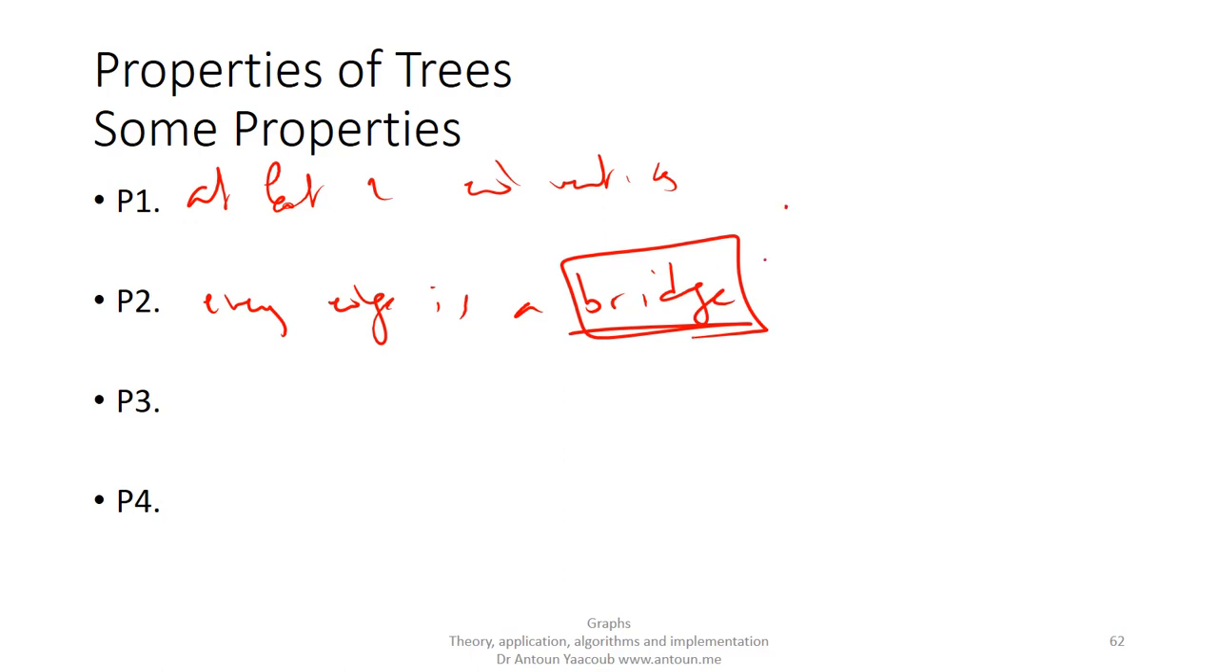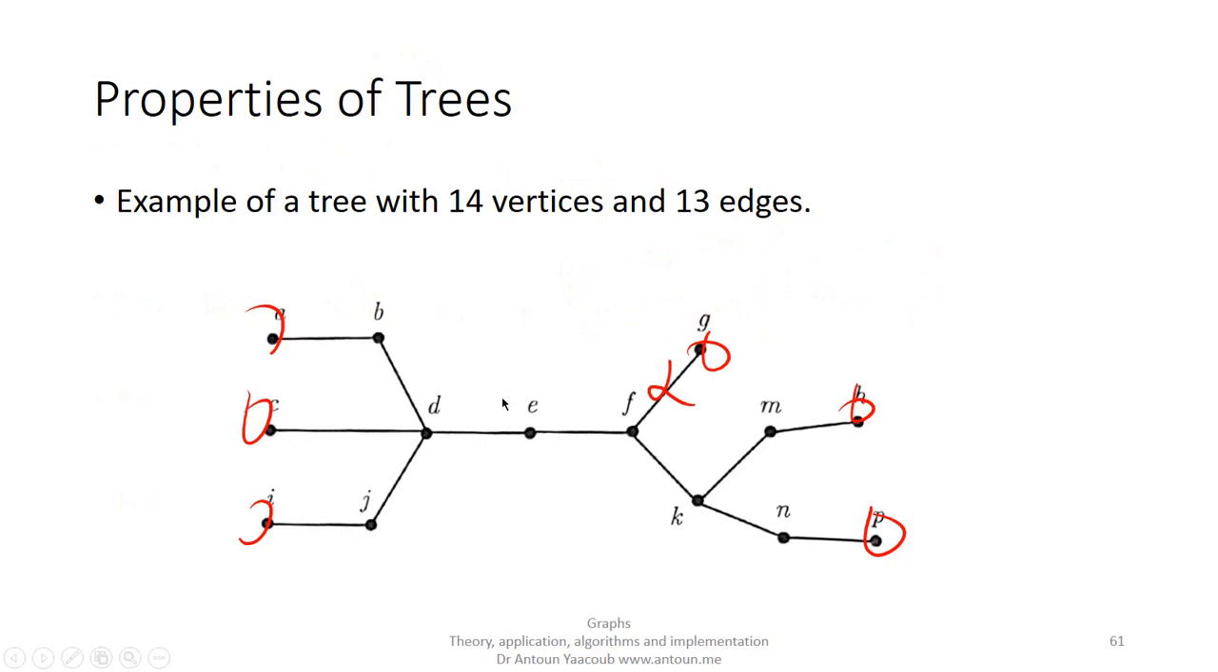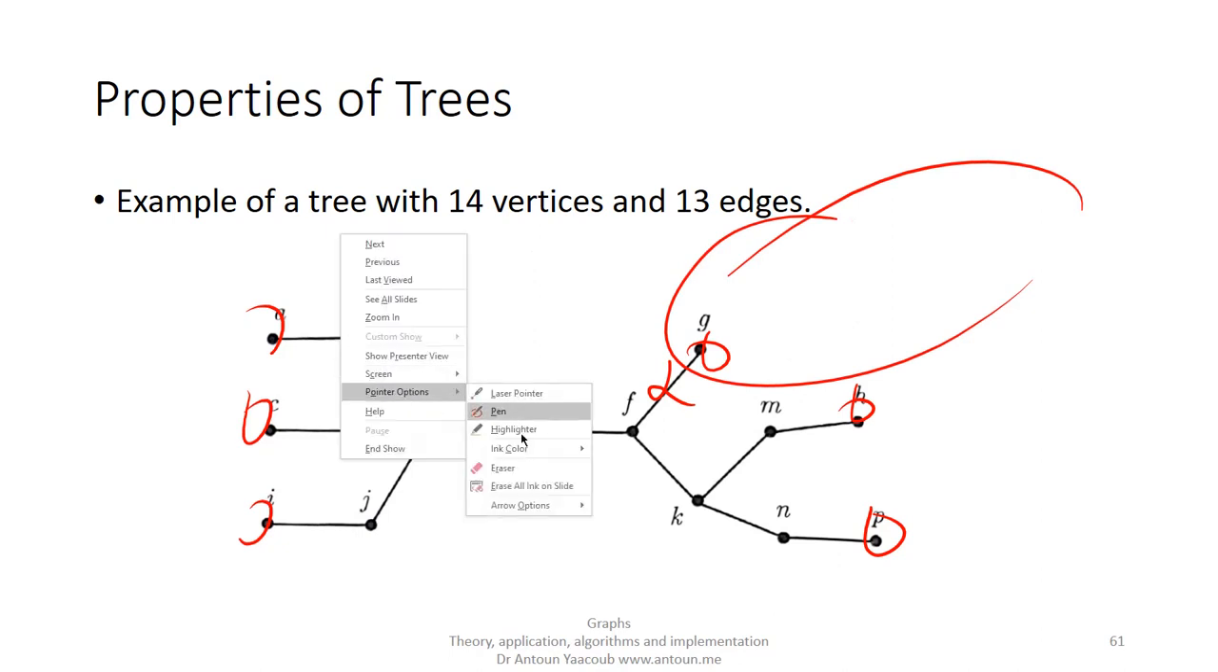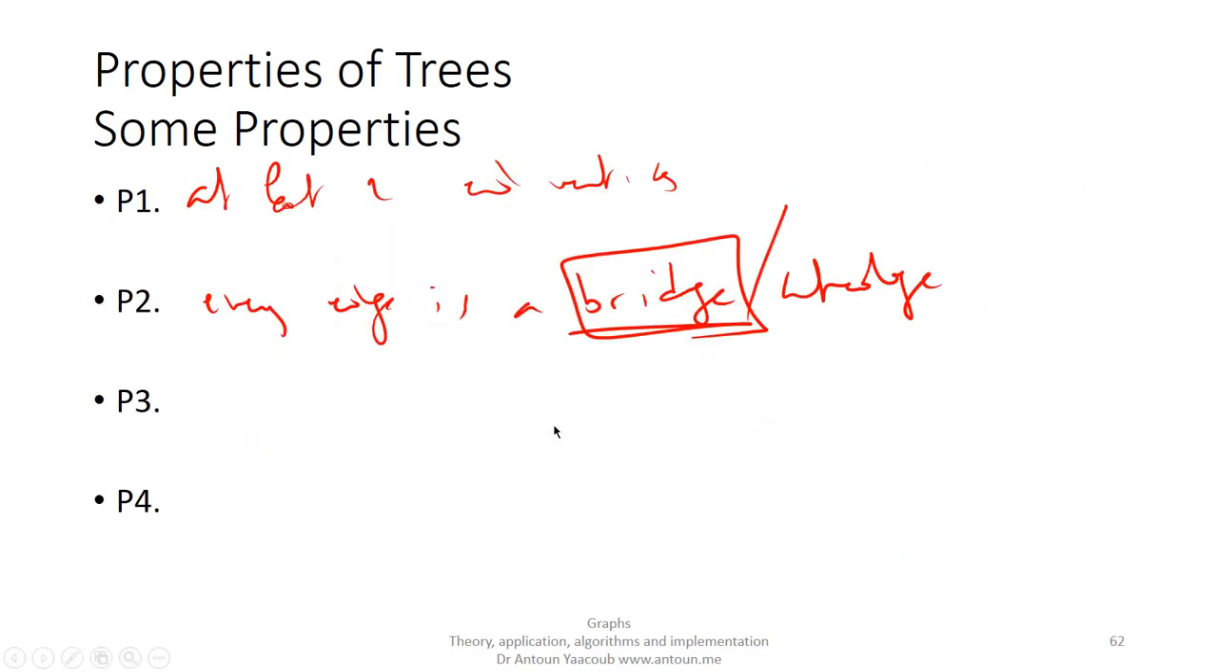So it's a bridge, or we call it a cut edge. If we remove one of these edges, the tree will be disconnected. Whenever we are constructing, for example, a road, and the road is blocked, all this part will be blocked. So this is the idea of bridges, and we'll see later what a cut vertex and cut edges mean.